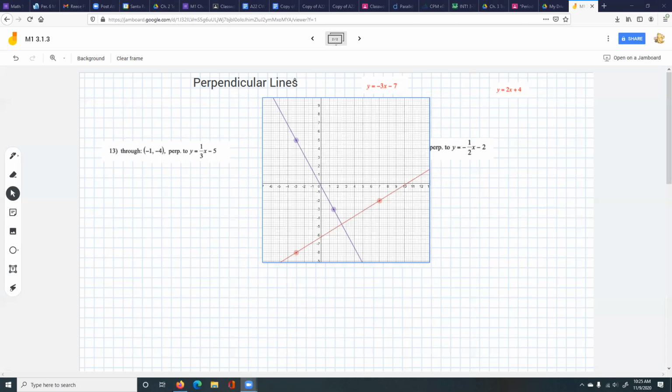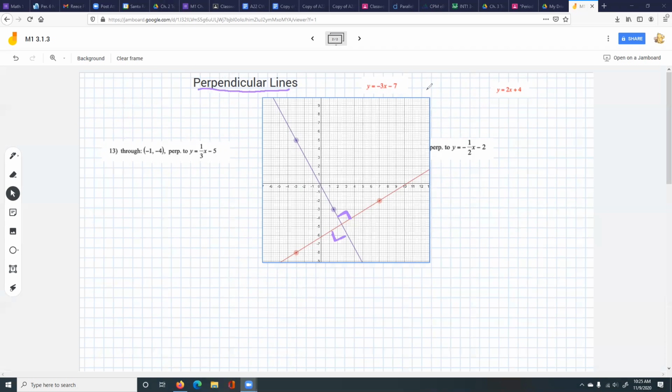What does perpendicular mean? Go ahead and write that word, perpendicular lines. Two lines that cross at what angle? This red and this purple line are two perpendicular lines. Two lines that cross at a... ooh, there's somebody in the chat. 90-degree angle, right angle. Good job. Both of you who put in the chat, it crosses at a 90-degree angle or a right angle. Okay, that's what perpendicular means.